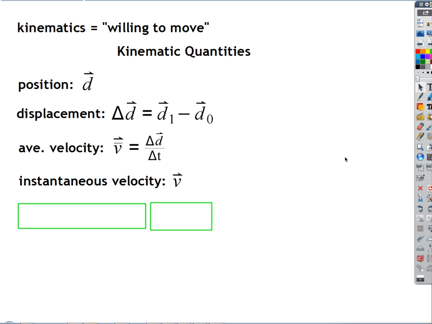We can sense acceleration. That's the one kinematic quantity that we do. It feels like something. The rest of this stuff doesn't, right?